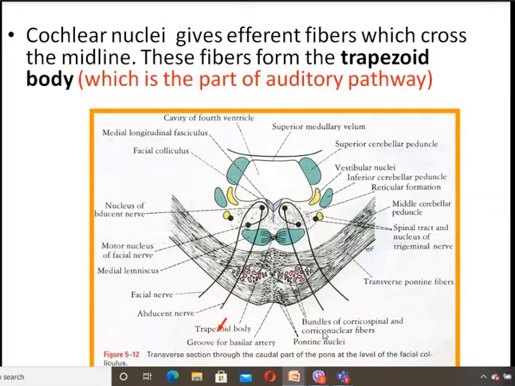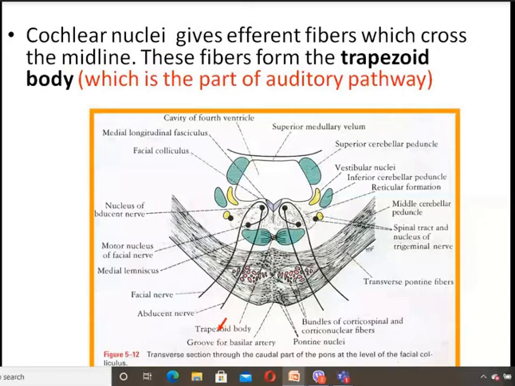The cochlear nuclei give efferent fibers which cross the midline, and then they form the trapezoid body. So this is the trapezoid body, formed by the crossing of the fibers coming from the cochlear nerve nuclei. This is the important pathway, the auditory pathway, to receive sound.